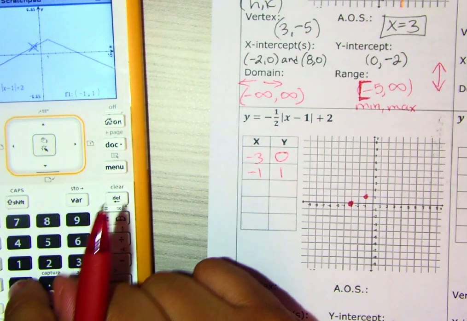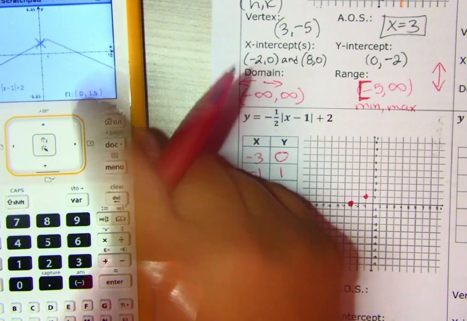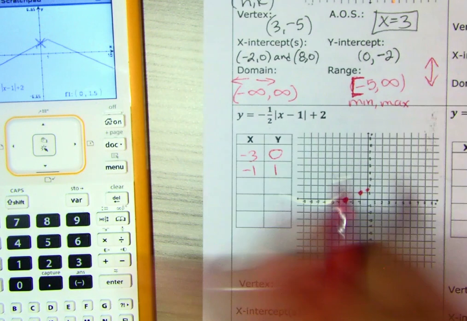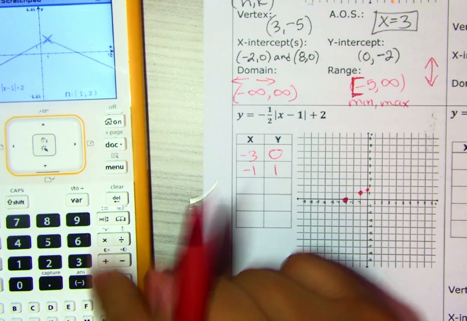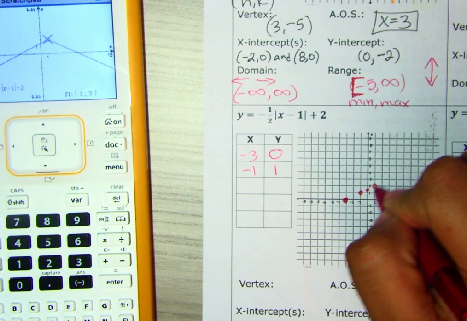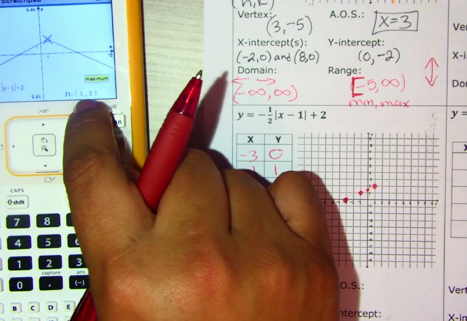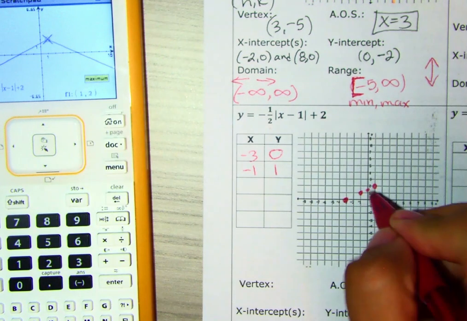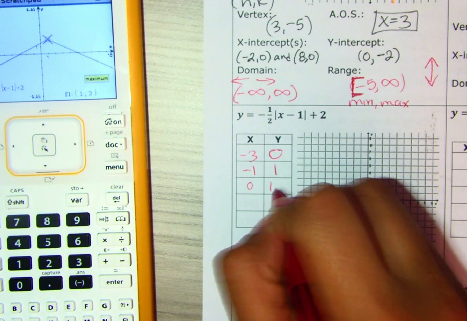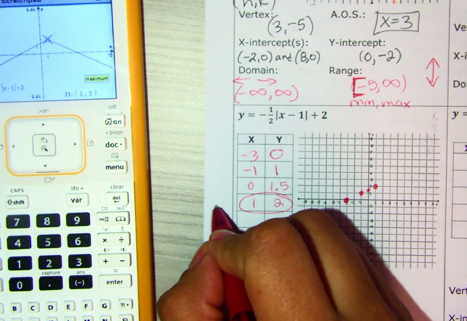And then at 0, enter. So at 0 it is 1.5. I'm going to plot that: (0, 1.5). Then +1, at 1 it is 2. So (1, 2). According to this, remember (1, 2), it is telling me it's the maximum. So I'm going to write those points down. (1, 2) is my maximum. That's your vertex.